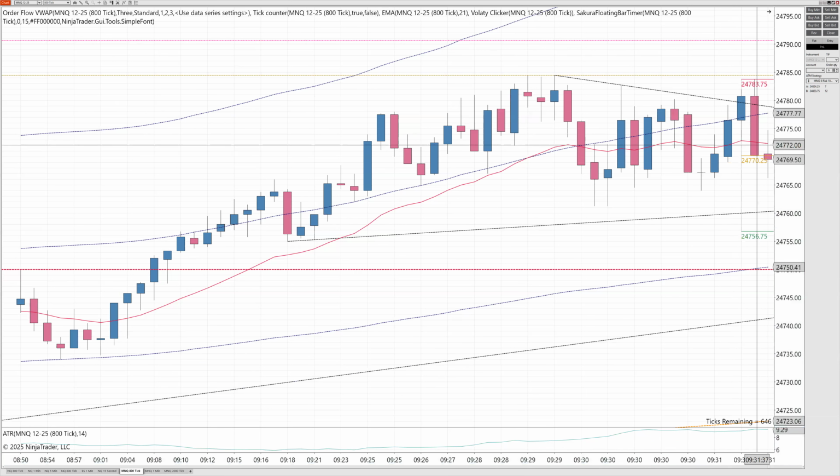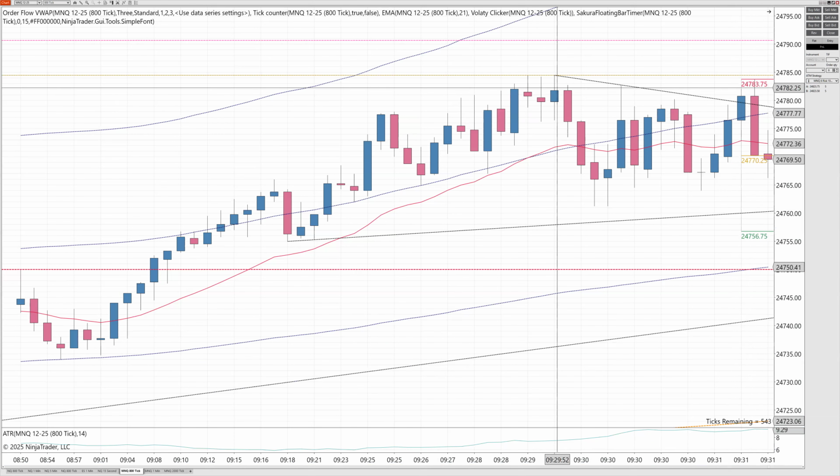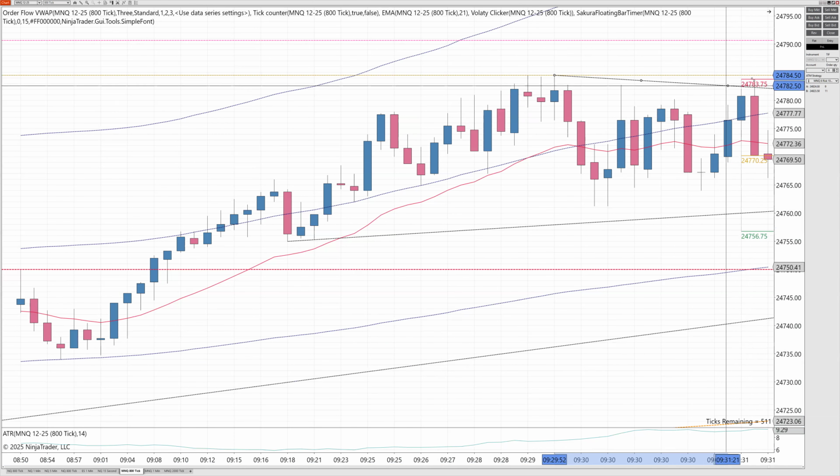Now, this is a bearish trigger below the 21 EMA, below the standard deviation, and below this nice trend line that was triggered lower.